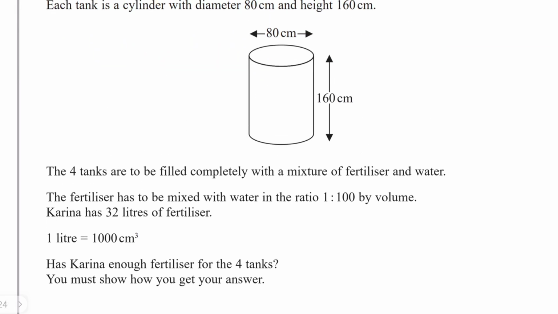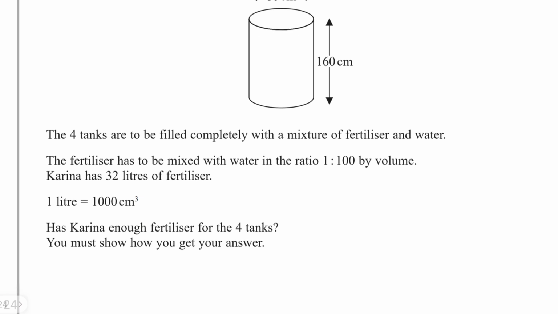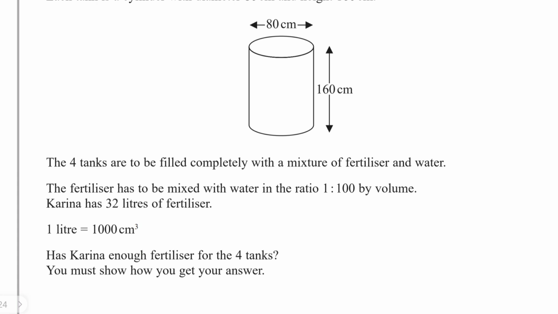Question 24. Karina has 4 tanks on her tractor. Each tank is a cylinder with a diameter of 40 cm and height of 160 cm. The 4 tanks have to be filled completely with a mixture of fertilizer and water. The fertilizer has to be mixed with water in the ratio 1 to 100 by volume. Karina has 32 liters of fertilizer, and 1 liter is 1000 centimeter cube. Has Karina enough fertilizer for the 4 tanks?